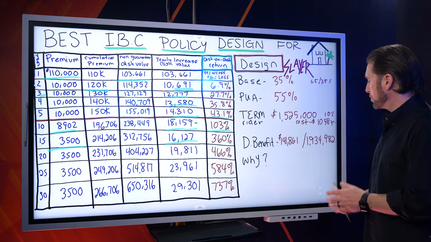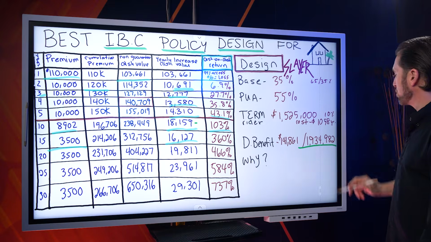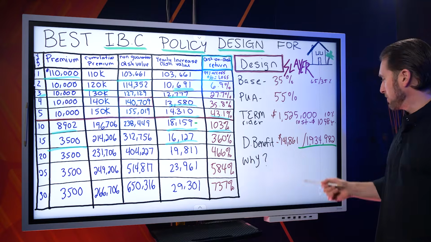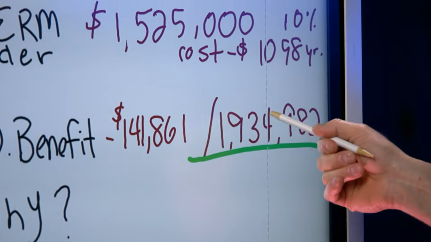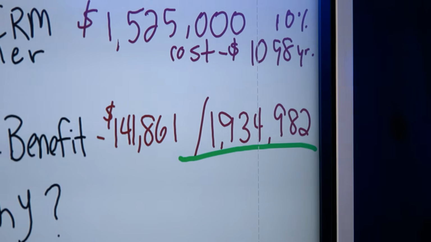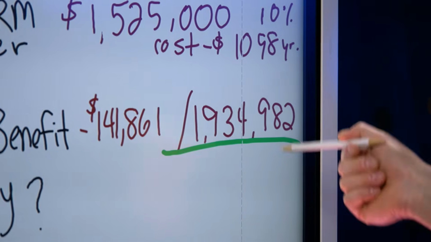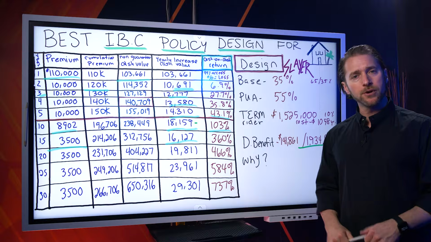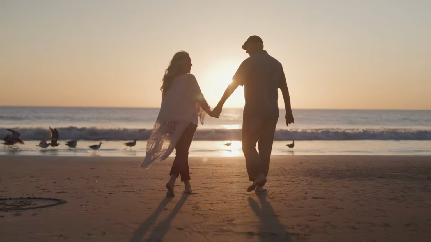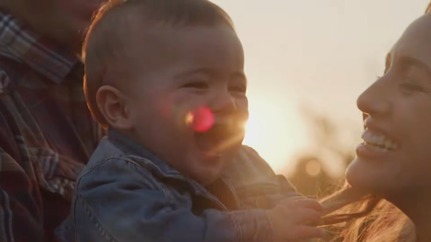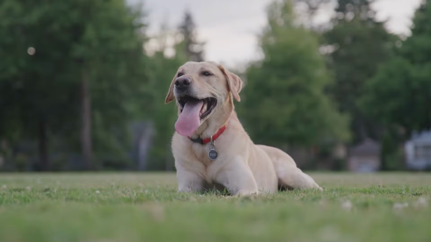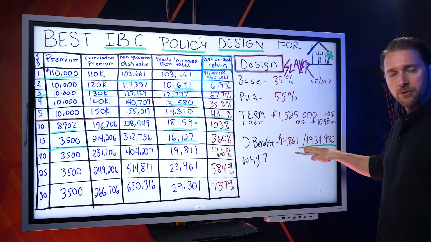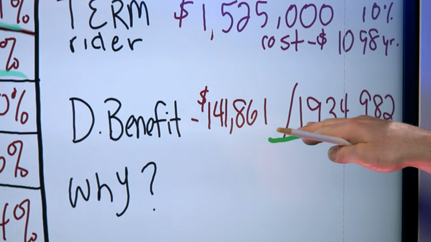Well, you see, if you were to die in the first year, your beneficiaries, whoever you put down as your beneficiary, would get $1.934 million. $1,934,982 would be paid out tax-free to your beneficiary, your wife, your children. Well, you can't leave it to your cat or dog, but you get the drift. So why did you lose? Because you've got a death benefit, folks, and this is a very important piece to this.